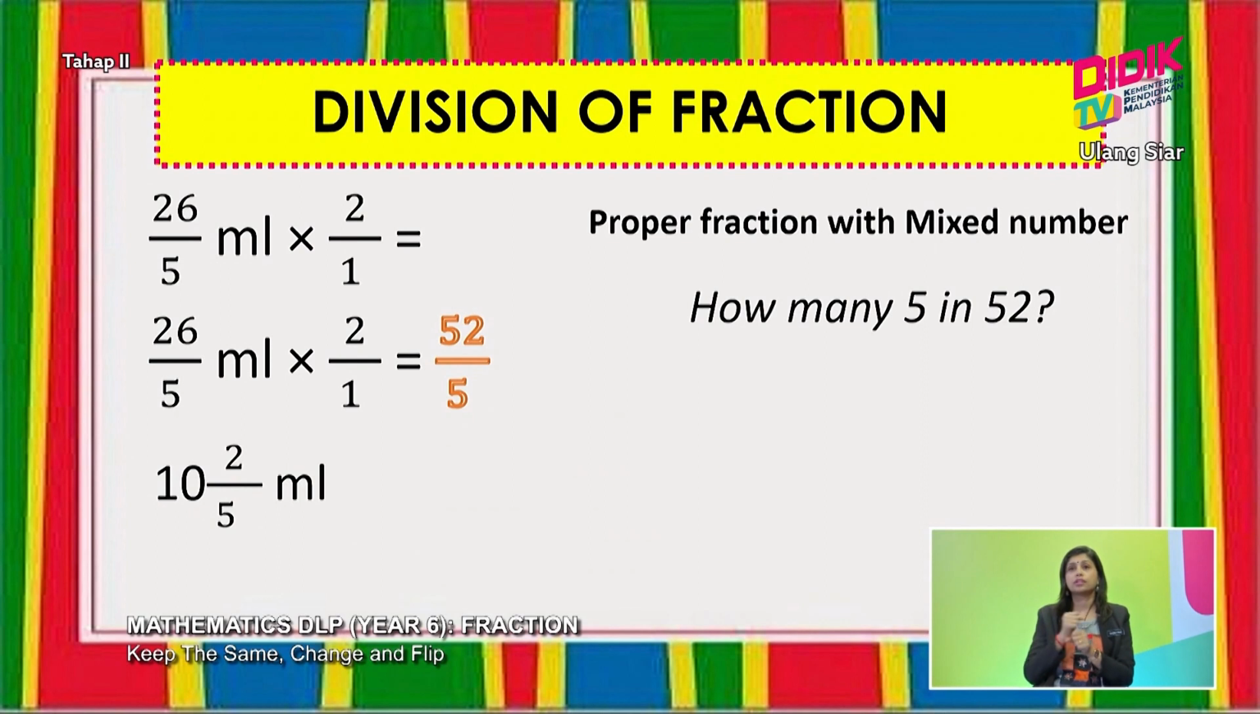2 over 5 milliliter. The remainder, you should write it as the numerator. The denominator remains the same. The quotient is the whole number. Understand, kids out there?